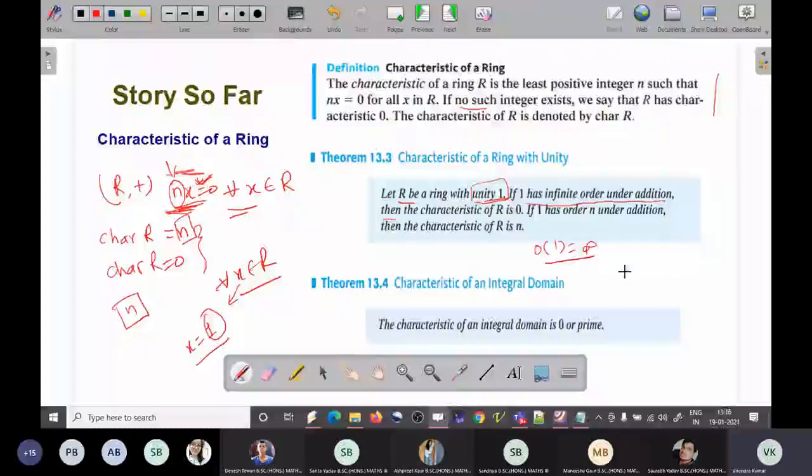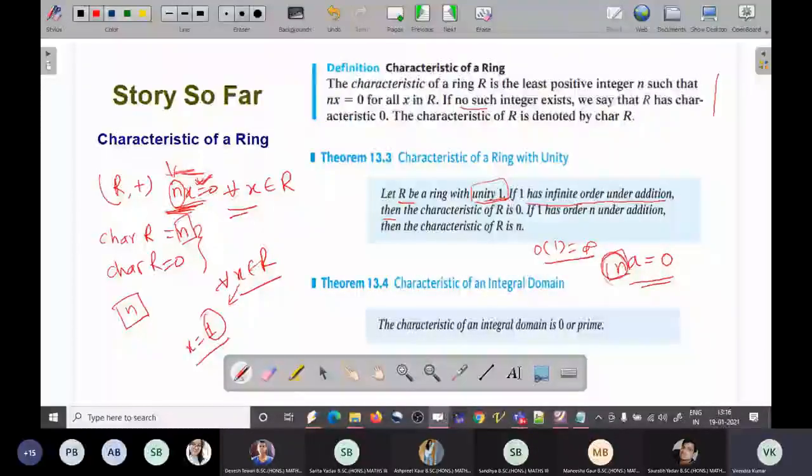So in the last semester we learned what we mean by the order of an element in an additive group. n is said to be the order of an element a if n times a equals 0, that is the additive identity, where n is the least positive integer such that n times a equals 0. If no such n exists, then the order is 0, which means the order is infinity.